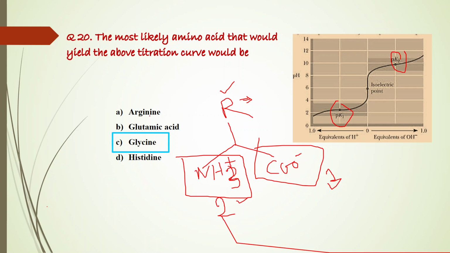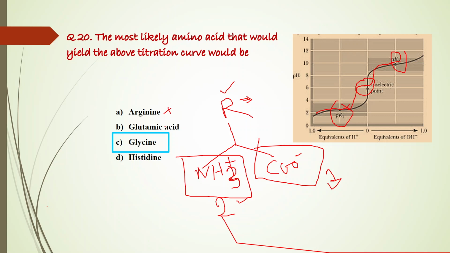Let us look at arginine. It cannot be arginine because in case of arginine there is an NH2 group in the side chain that can protonate or deprotonate. So that can give an additional pK value, and the graph will look something like this red one, where we'll get a pKr for the R group as well. So arginine cannot be that particular one.